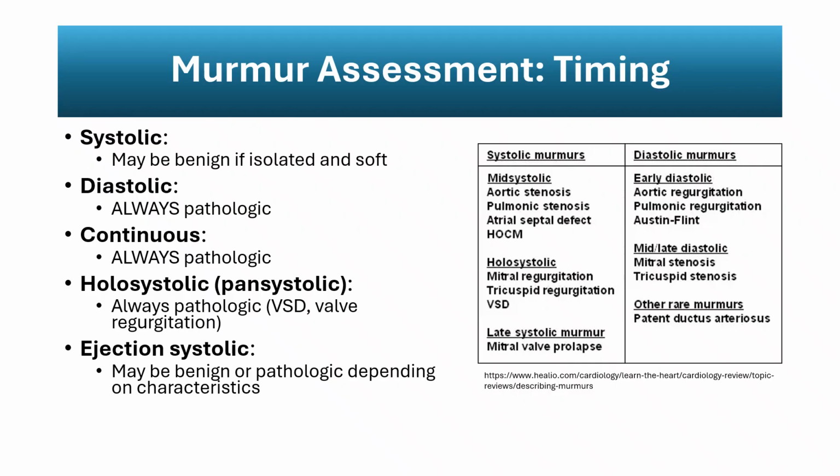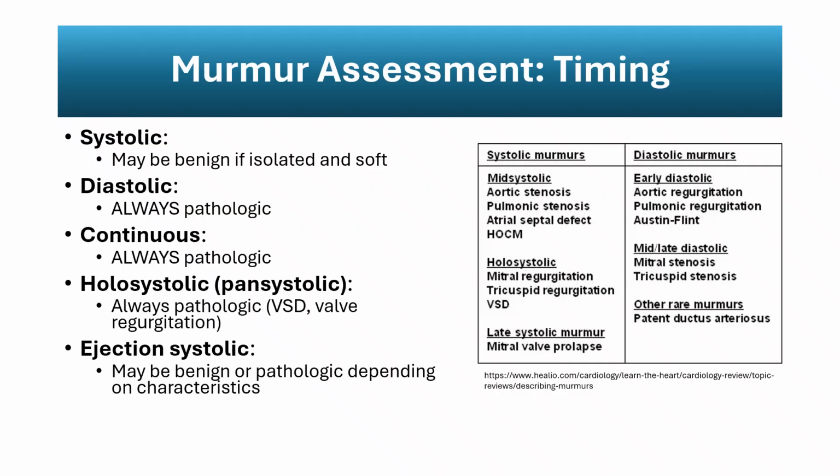Blood should be flowing quietly into the ventricles during diastole, so any sound indicates pathology such as valve regurgitation or stenosis. Continuous murmurs, which extend through both systole and diastole, are also always abnormal. The classic example is a patent ductus arteriosus, where persistent flow between the aorta and pulmonary artery generates a machinery-like sound.